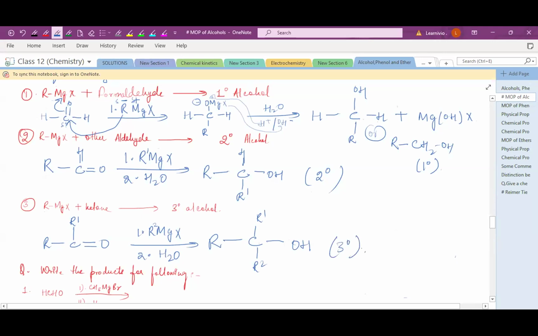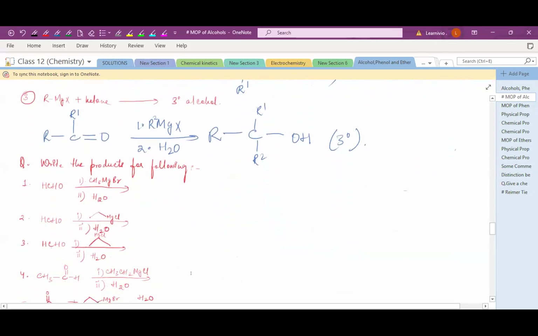So in different cases, you are getting different alcohols. In the first case, when you treat formaldehyde, you get the primary alcohol. When you treat another aldehyde with the Grignard reagent, you get the secondary alcohol, and when you use a ketone, you get the tertiary alcohol. Is it clear, Ali? Yes, ma'am.